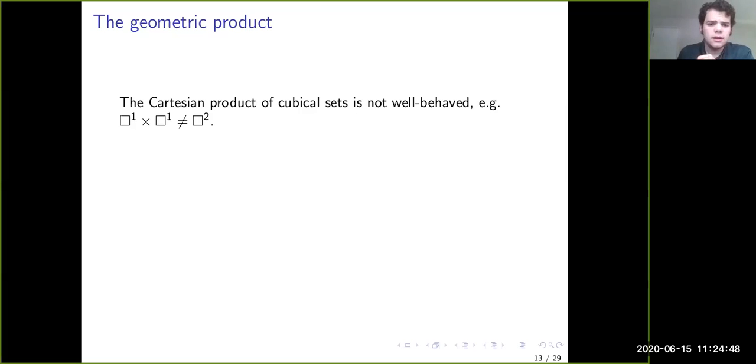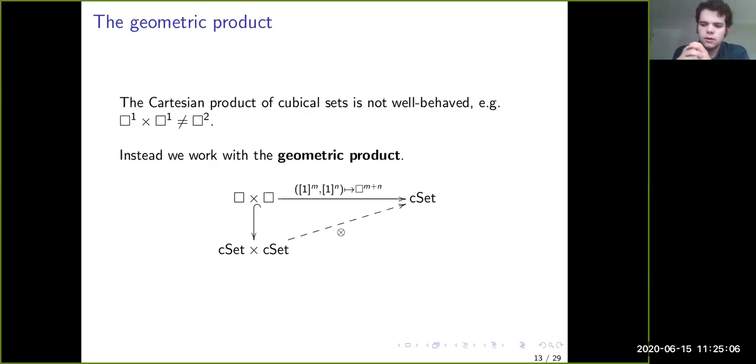And on the other hand, this Cartesian product will have a non-identity automorphism which flips the two factors. So what we do instead is we work with what we call the geometric product of cubical sets. This is a kind of product that we define by Kan extension. So we have this map from the product of the box category with itself into cubical sets, where we send the pair 1 to the m and 1 to the n to the representable standard m plus n cube.